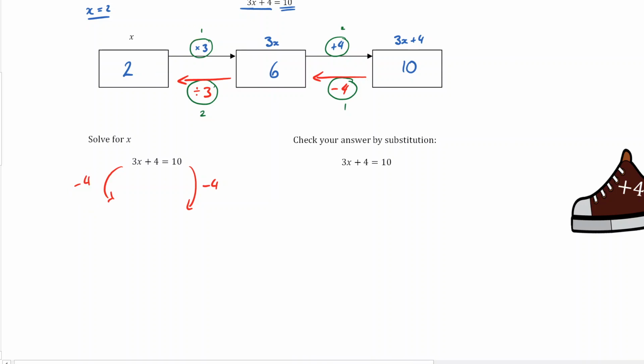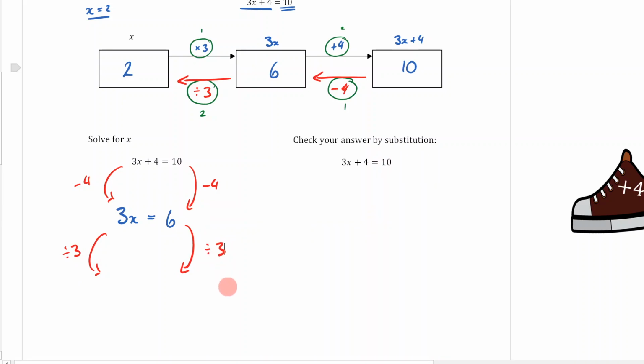That means if I'm minusing 4 to both sides, on this side, I've just got 3x. And then on this side, I've got 10 minus 4, which is 6. Then we keep on going. I now need to get rid of this times 3. To get rid of the times 3, I divide by 3.